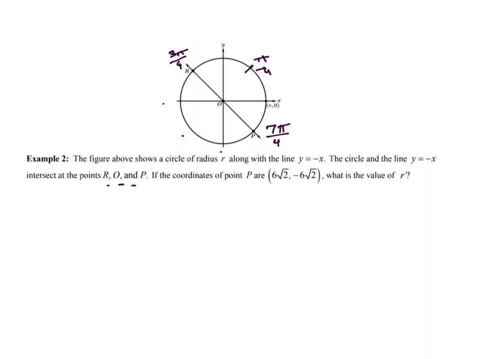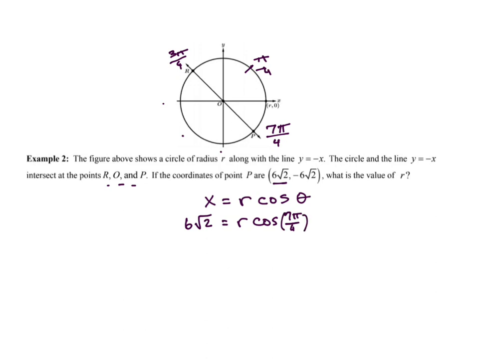Okay, so here's what I did. I set my 6 square root 2, the x value for P, and I'm using this idea that x is equal to r cosine theta. You with me? The x value for P is 6 square root 2, equal to r cosine of, where is P located? 7 pi over 4.